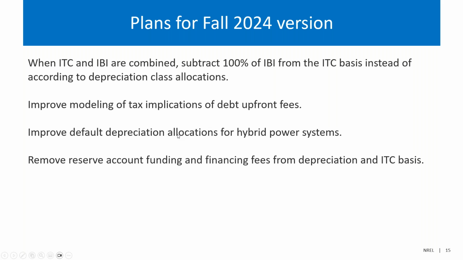The last version of SAM, we introduced hybrid power systems. We don't have good default allocations based on the different types of equipment in the hybrid system. So we're going to review that. And then again, just updating the basis calculations to make sure that we're including the correct costs.